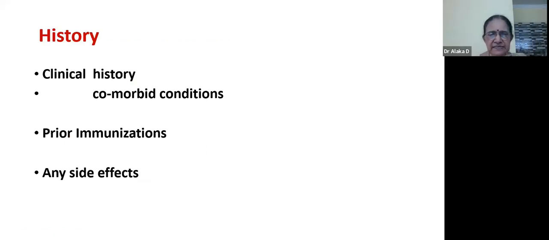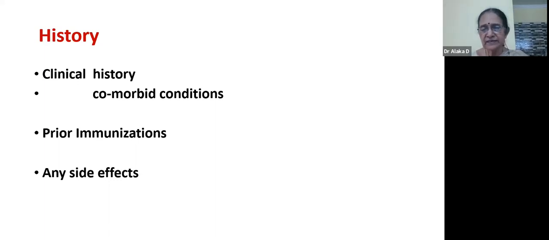So we have to take the history, a clinical history, the history of comorbid conditions. Take a detailed history. What is the comorbid condition? What drugs is he taking? What are his immune levels? All this can be studied.